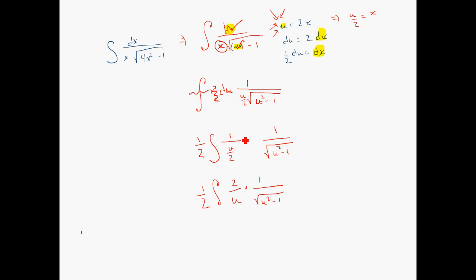Somewhere I lost my du, didn't I? Just going to stick it at the other side. And then shocker, osmosis this 2 out here, and I just end up with 1 over u times the square root of u squared minus 1 du, and oh my god, that took forever, but I got to inverse secant of u plus c. Of course my u, way back from the beginning, not x, what is my u? My u is 2x.